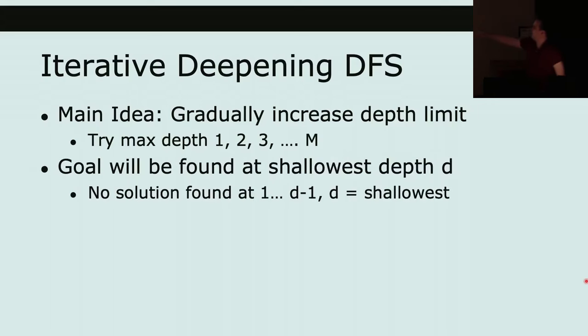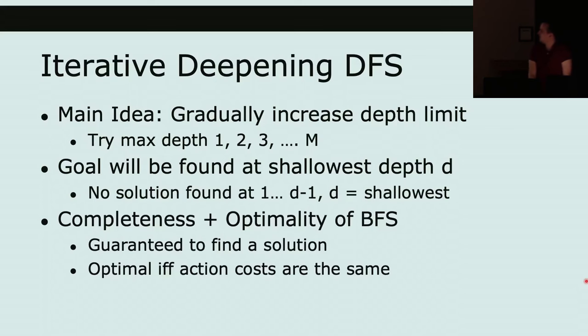The goal will now be found at the shallowest depth of any goal, just like breadth-first search, because if it was any shallower, we would have found it at the shallower depth. We're searching the entire tree up to depth D, we're just using depth-first search to do it. So this has the completeness and optimality of breadth-first search. Even though it doesn't expand all the nodes of a particular level first before going to the next one, we are guaranteed that for a particular depth, it will expand all of the nodes up to depth D, just like breadth-first search.